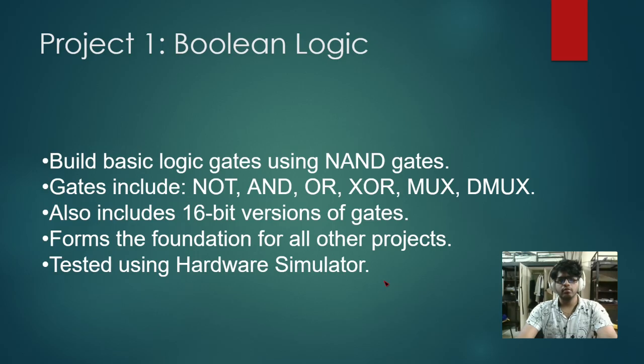In Project 1, we focus on Boolean logic. Here, we build basic logic gates such as NOT, AND, OR, XOR, MUX, and DMUX using only NAND gates. These gates are the building blocks of all digital systems. For example, inside a processor, millions of these gates work together to perform operations. If these gates are not designed correctly, the entire system will fail. Therefore, this project forms the foundation for all other projects.